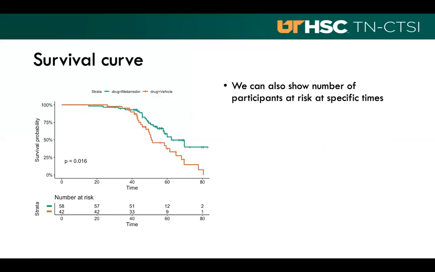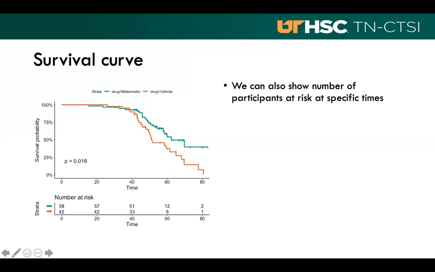We can also present the survival curve with the number at risk at the bottom, as you can see. The top row is the number at risk at a given time in the metarestine group. At the beginning, we had 58 mice under study in the metarestine group, and 42 in the vehicle or control group. As time goes, the number of subjects at risk decreases as some of them develop metastasis, or are removed from the study because they die of other conditions or something like that. So we can also show the number of participants at risk at specific times.